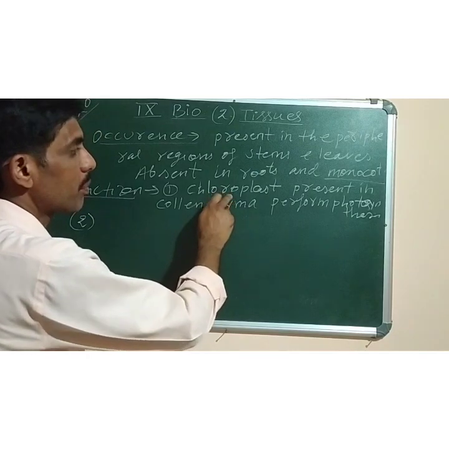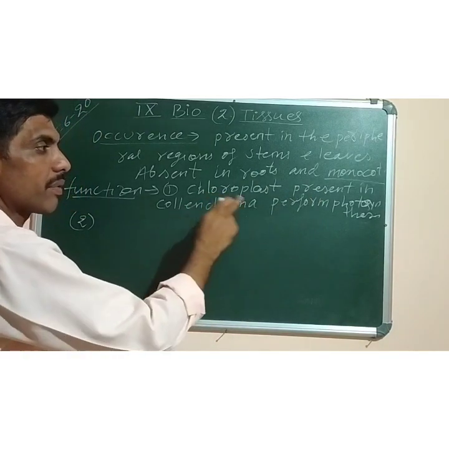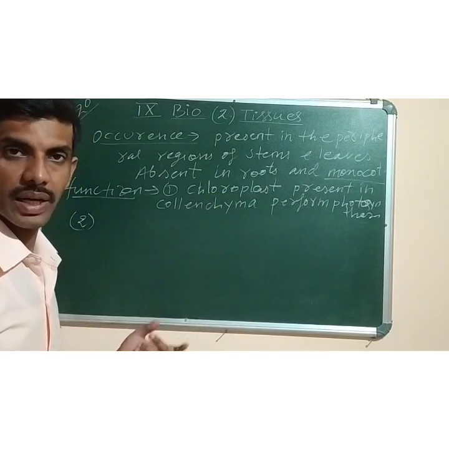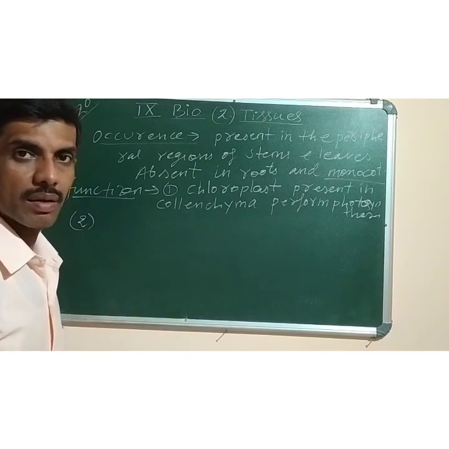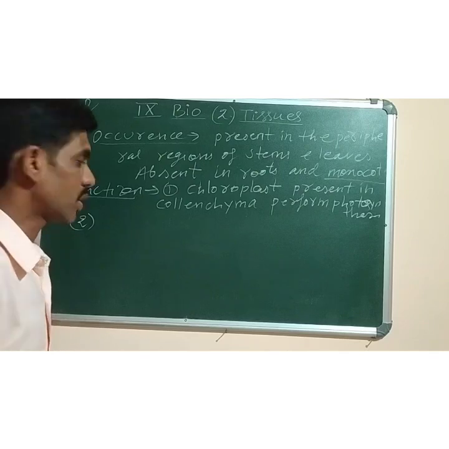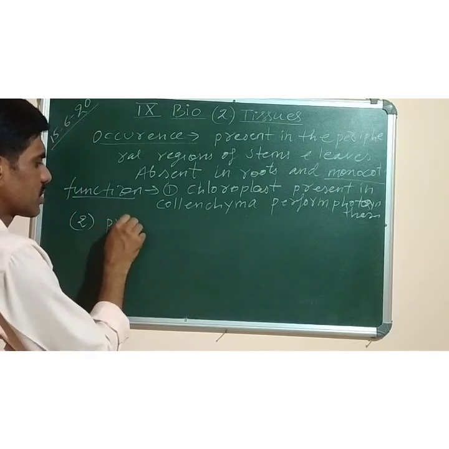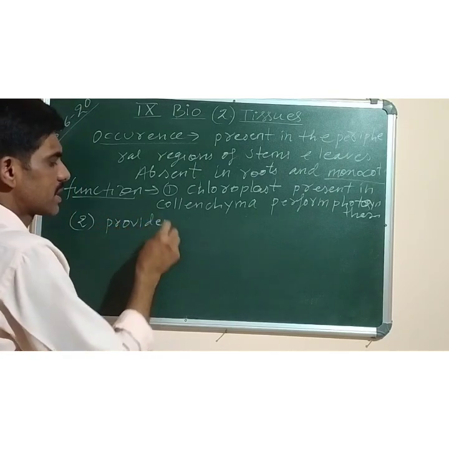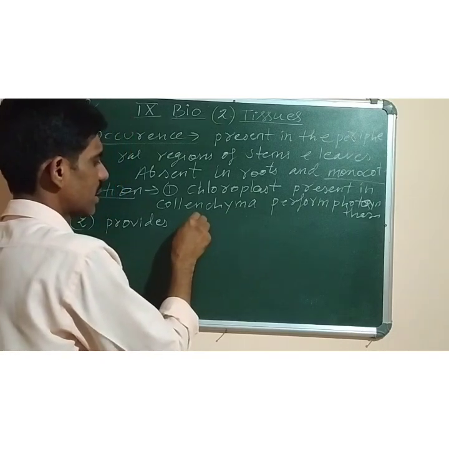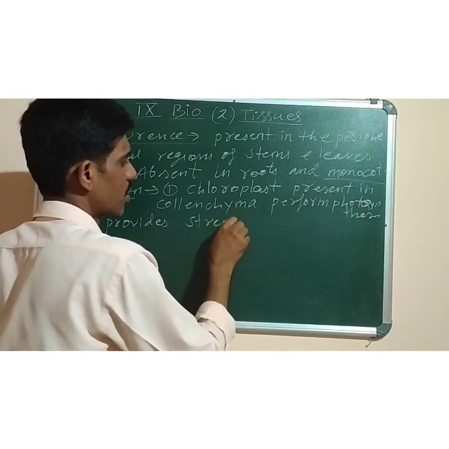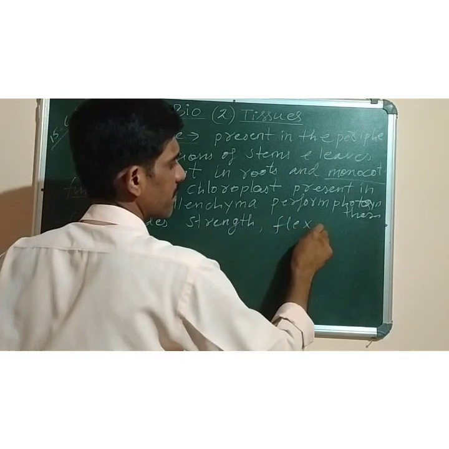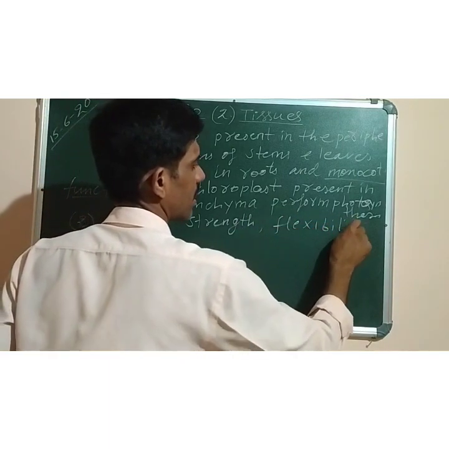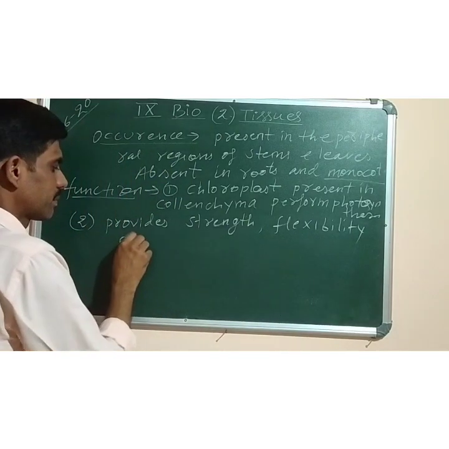So chloroplast present in collenchyma performs photosynthesis. The second function I was saying, that it provides mechanical strength. So I will write in short, it provides strength, flexibility and elasticity.